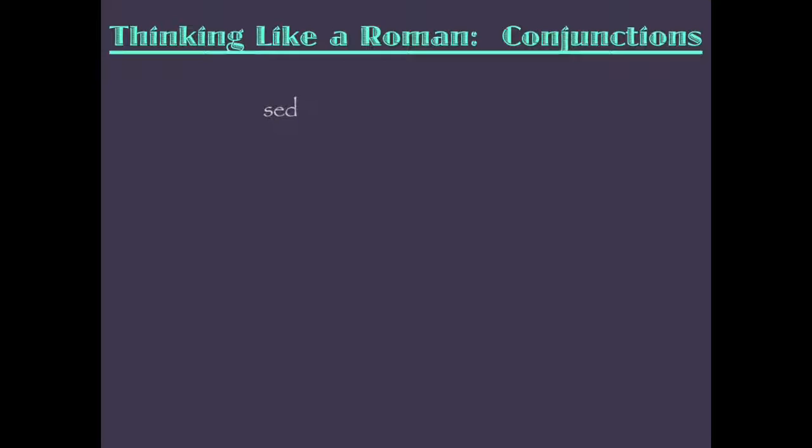Sed, et, and nam. Sed means but, et means and, nam means for. We're now going to take a look at a Latin sentence that contains two of these three words that I have listed here in front of us. This will allow us to understand how to use the conjunctions just like a Roman would when he sees a long sentence. When the sentence is revealed, I would like you to read it and pay attention for where the verbs are and also where the conjunctions are.